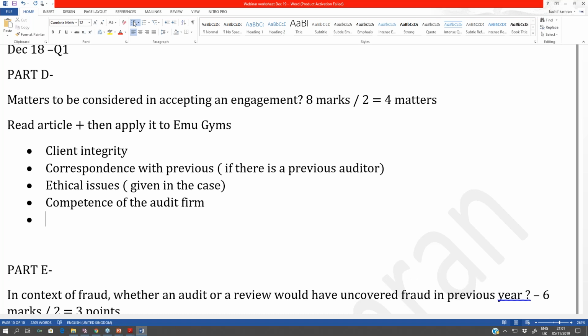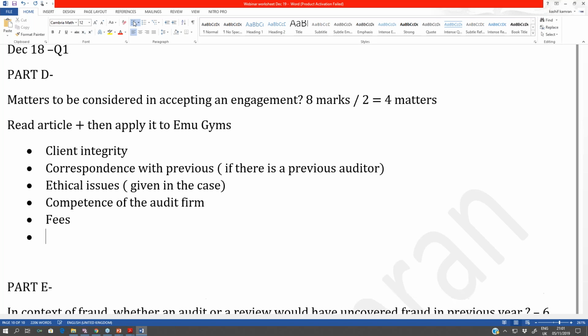You need to consider the fees. Will you be getting a good amount of fees from giving services to Emu Gyms? You need to consider your competence. You need to consider your fees. You need to consider the deadlines. Are the deadlines realistic? Because you need to consider the deadlines versus resources. How much resources will you be using when you engage yourself with Emu Gyms?